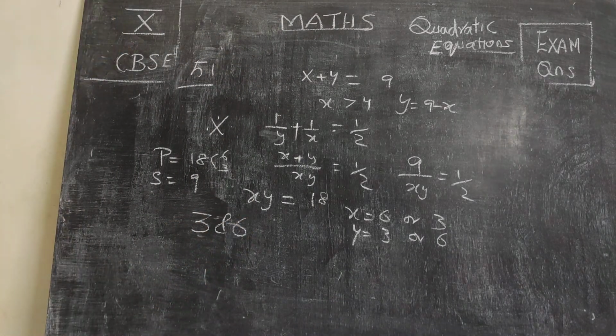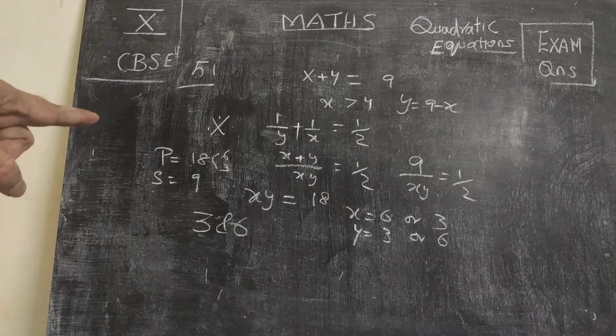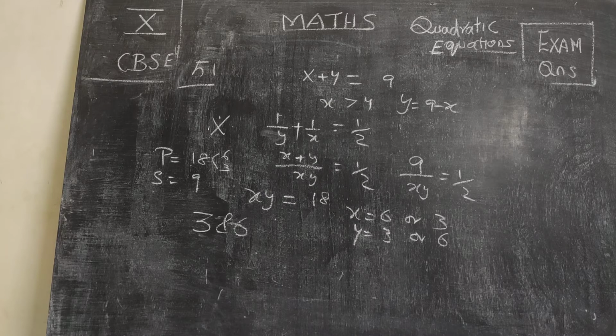This is for you to check whether you have done correctly. So it's a shortcut method, that's all. But don't do it in the examination, or you will not be given marks. You have to show that xy equals 18. Therefore substitute y equals 9 minus x. You will get a quadratic equation. Solve it for x and then come to the answer.